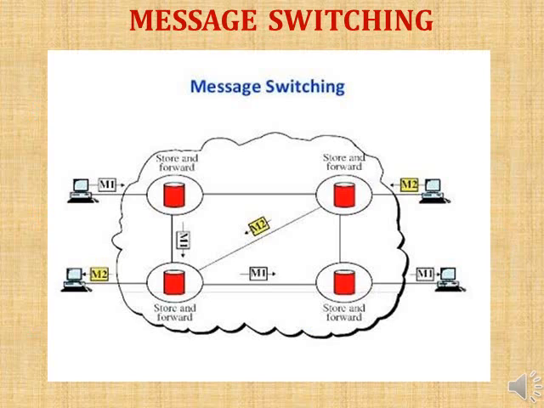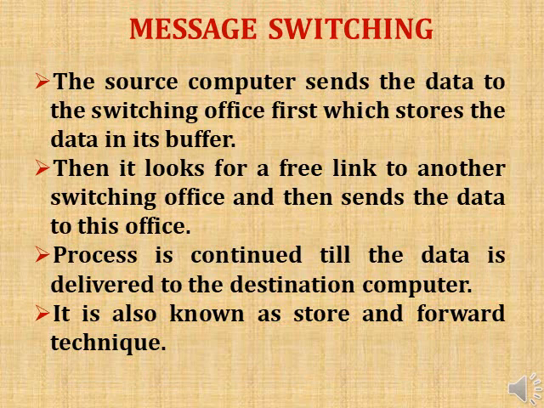Second is message switching, in which the store and forward technique is used. In this, a dedicated link is not used, which increases its efficiency. The source computer sends the data to the switching office first, which stores the data in its buffer. Then it looks for a free link to another switching office and forwards accordingly. The process is continued until the data reaches the destination computer.